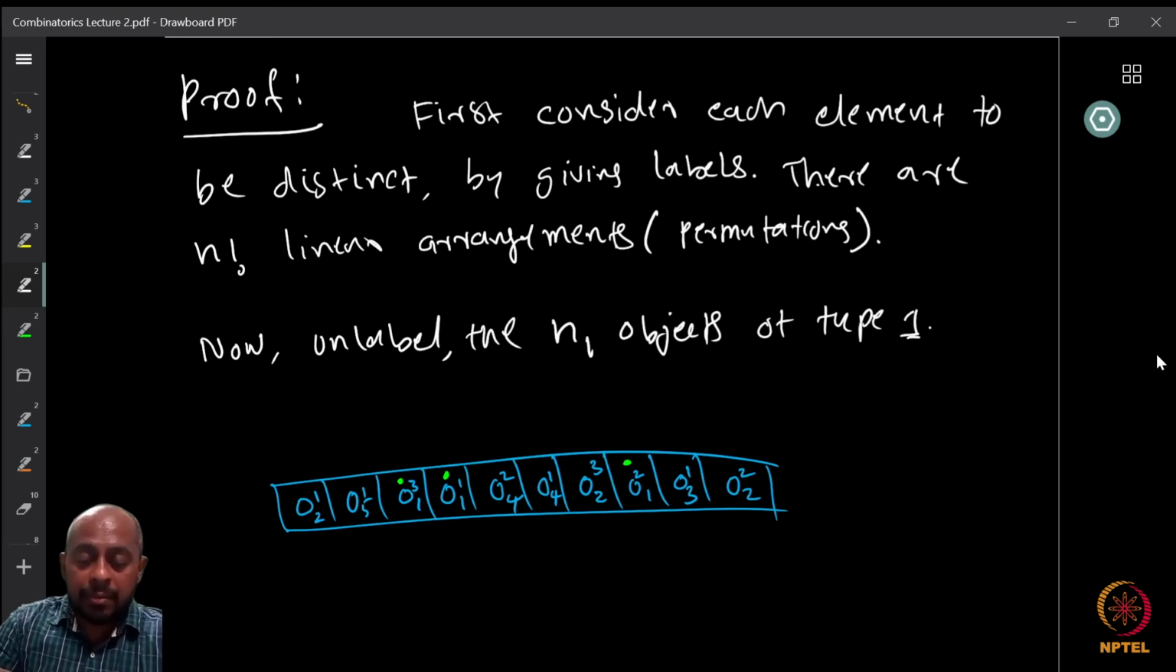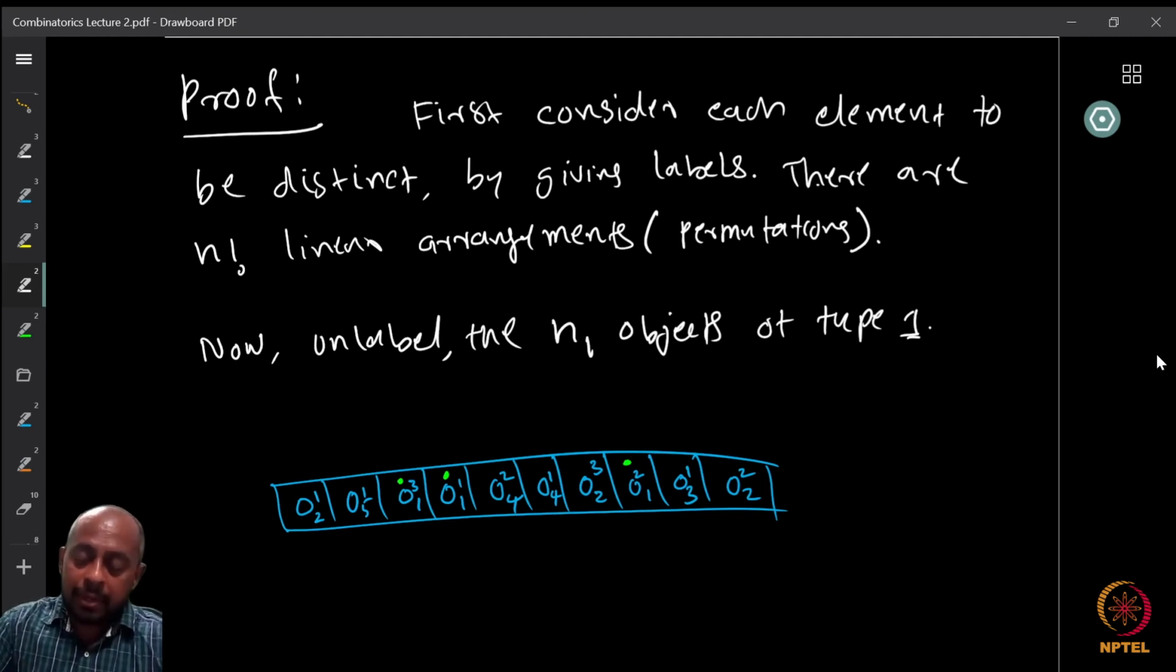So what I am going to do is make O1 into O1 1, O1 2, O1 3, etc., up to O1 n1. Similarly, Oi will be Oi1, Oi2, etc., Oi ni. I am putting more labels to make them all distinct, right? Labeled objects now. Since I have n objects in total, once I do the labeling I get exactly n different objects. Now I look at the permutations of them. How many are there? n factorial permutations.